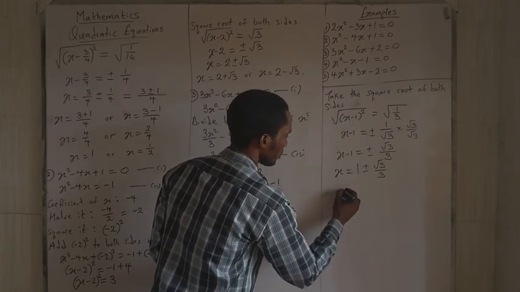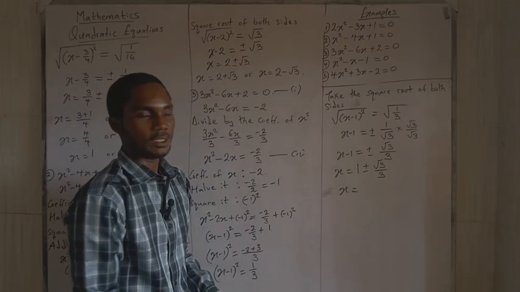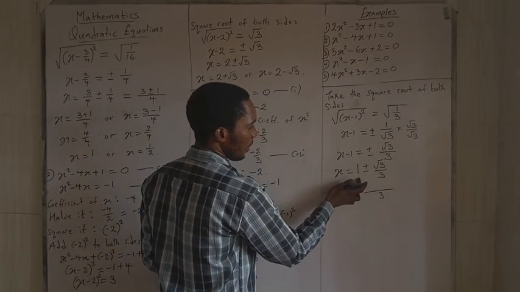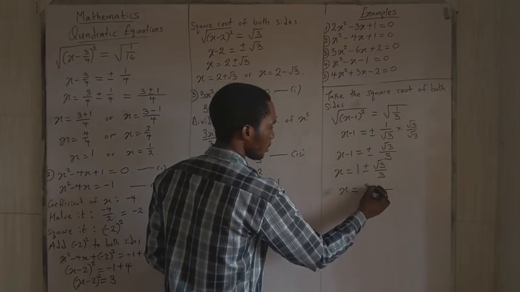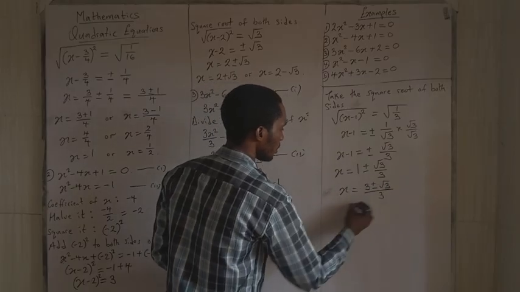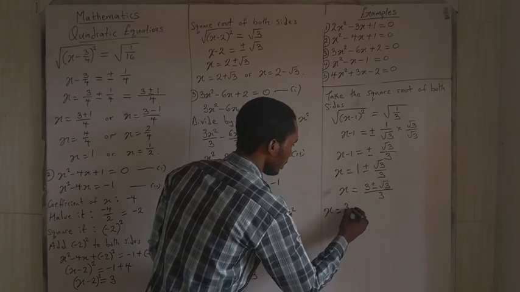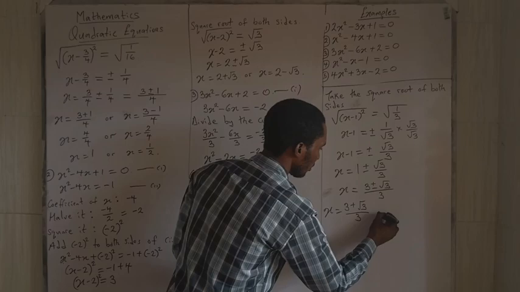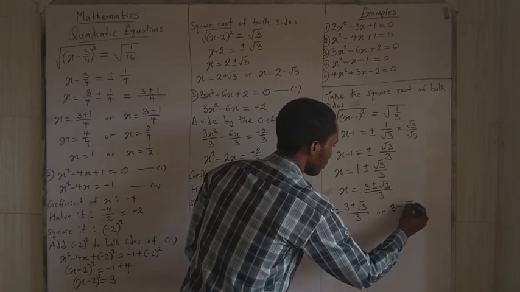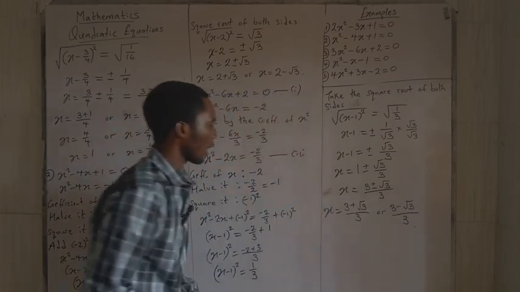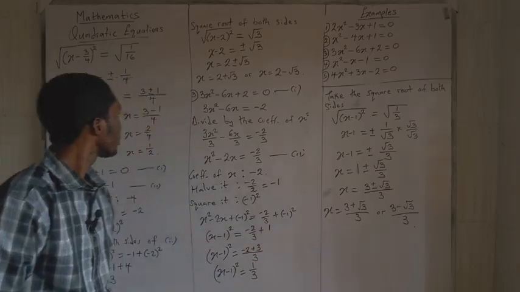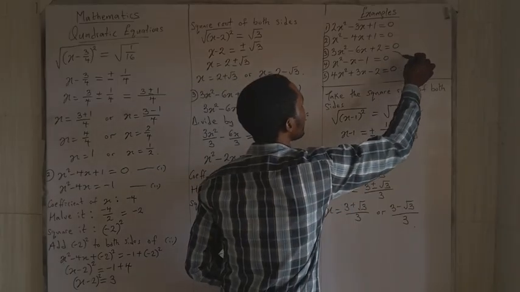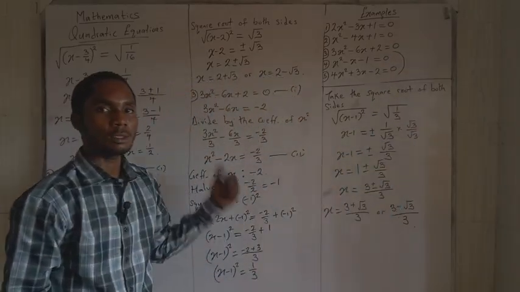So for x, let's find the LCM. The LCM is 3. We have this over 1. 3 divided by 1, 3 multiplied by 1 plus or minus the square root of 3. Now we have x equals 3 plus or minus the square root of 3 over 3. And this is the root of this given quadratic equation. With this explanation, what will be the solution to these quadratic equations using the completing the square method?